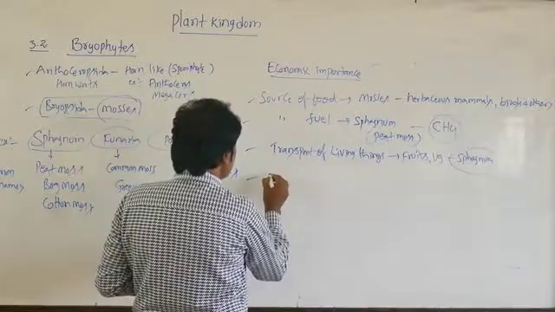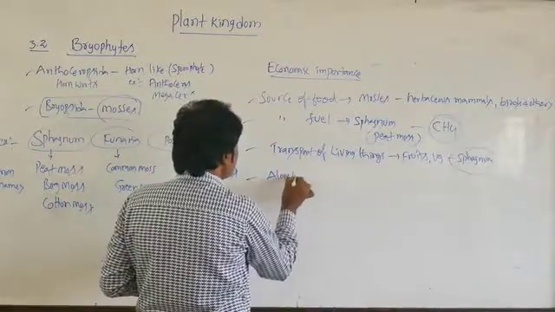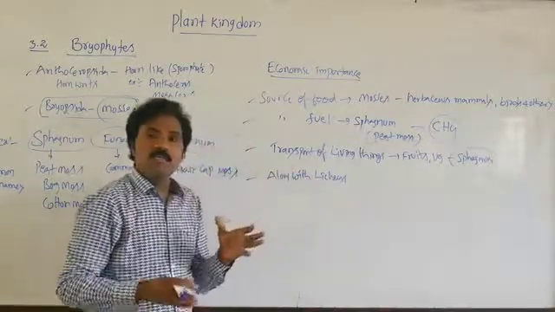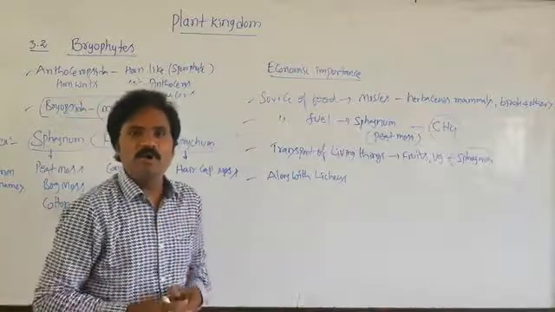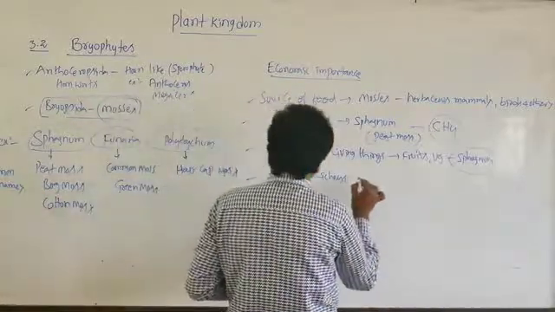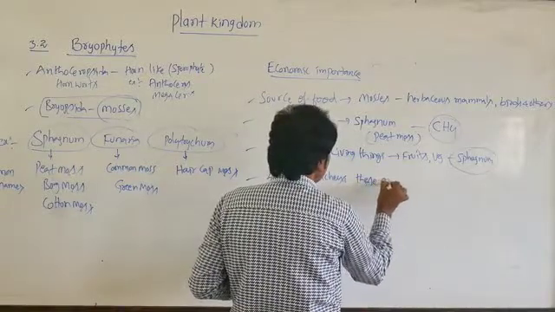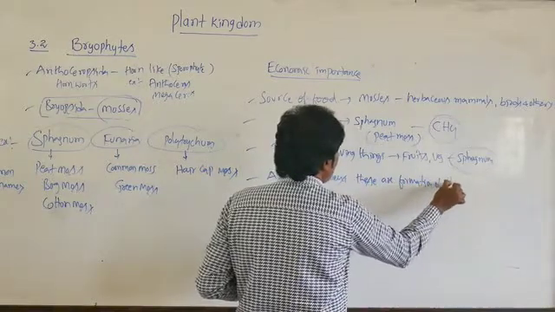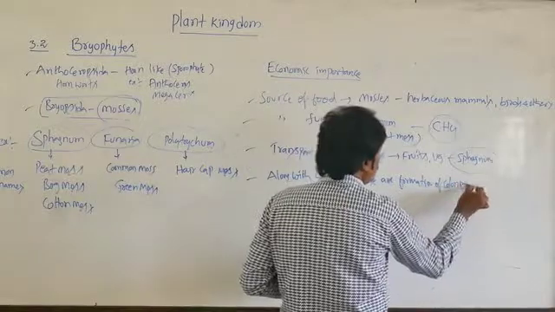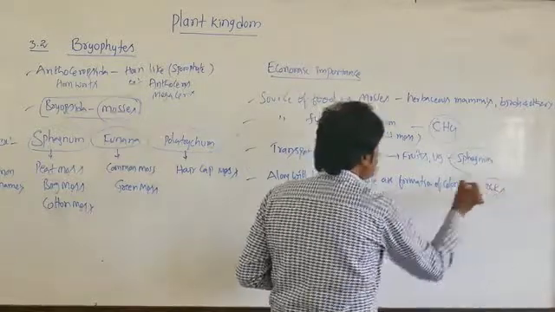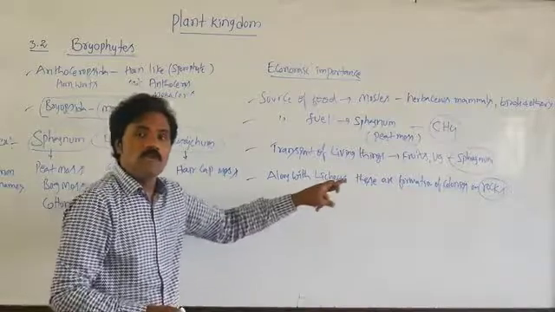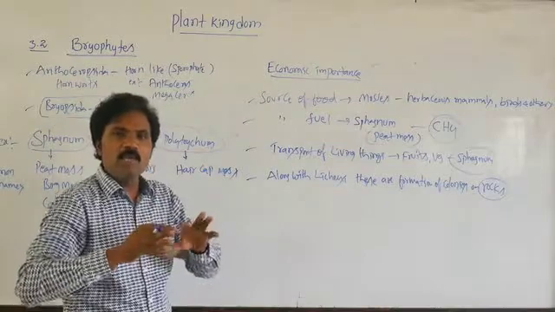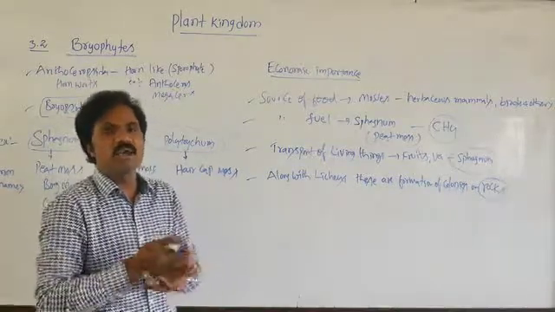Then along with the lichens, these form the primary colonies on the rocks. On rocks, they form colonies along with the lichens. Who is the primary? That means we call lichens as well as bryophytes pioneers on the rocks.